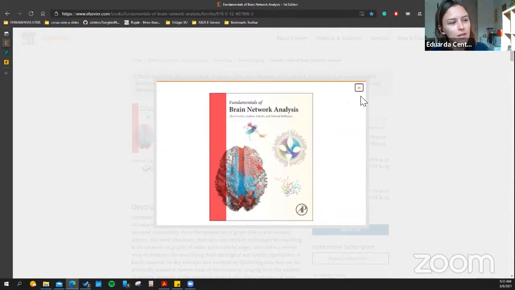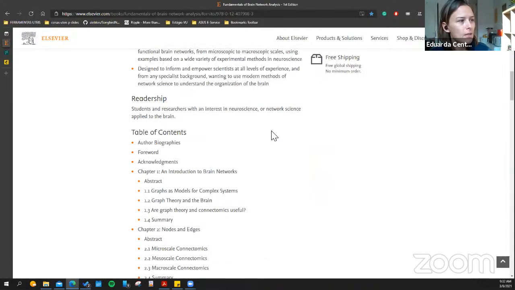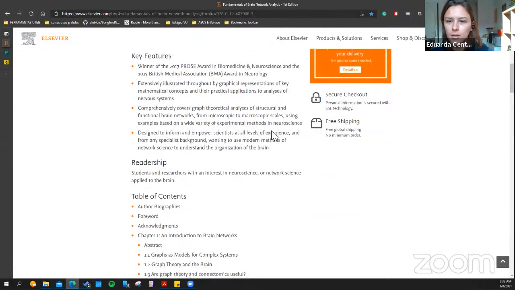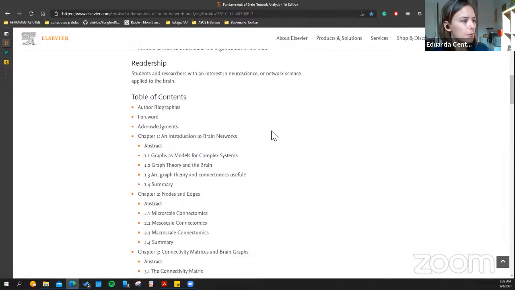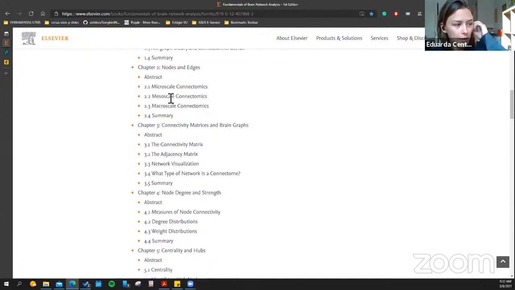And this is the cover, so I don't have it on the PDF. Just to give you an overview of topics, you can find this book online on the Elsevier website. Basically, this book is one of the core books on network analysis in brain data. They go through different metrics that one can compute, but also give a very interesting and critical overview of the methods and the history behind this sort of analysis. So it's really, really nice.